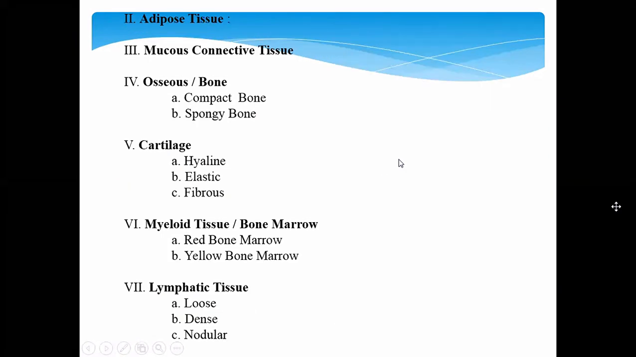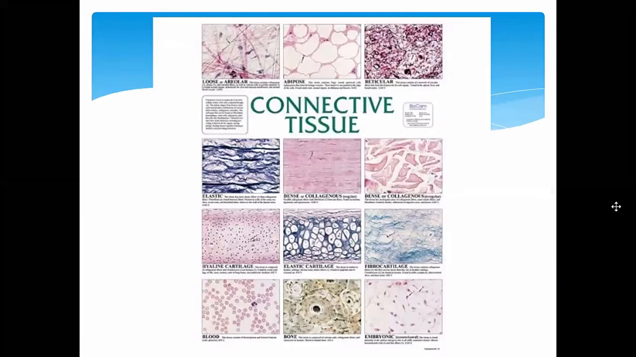Okay, so what other tissue? You have your adipose tissue, mucous connective tissue, osseous tissue, cartilage, which we have mentioned, myeloid tissue or bone marrow, red bone marrow, yellow bone marrow, and then you have your lymphatic tissue. You will take this lymphatic tissue especially when you go to the gastrointestinal tract. I shall be lecturing also on this one, the loose and dense connective tissue. So there you are, your connective tissues. Again, it's in your book.